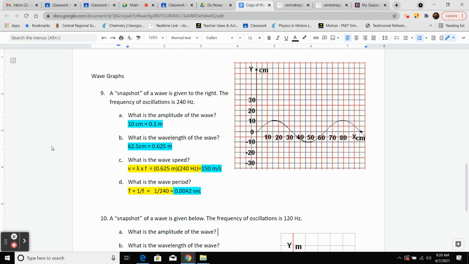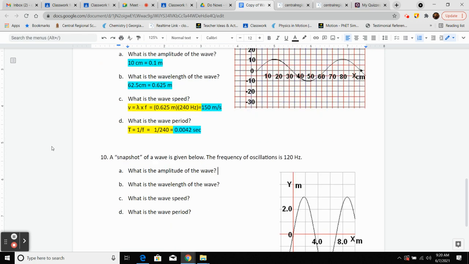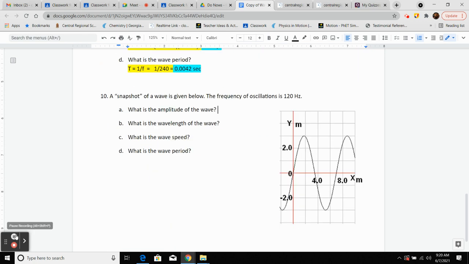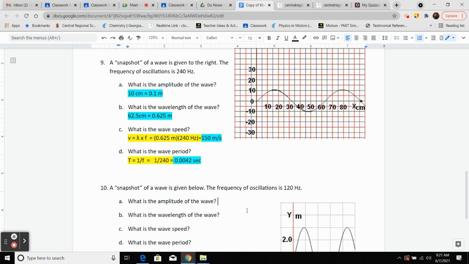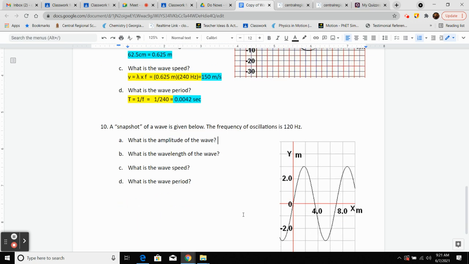So now we're going to move on to number 10. In number 10, the frequency of a snapshot of the wave is given below. The frequency they're telling us is 120 hertz, so keep that in mind. What is the amplitude of the wave? That's from the red line to either a crest or from the red line to a trough.